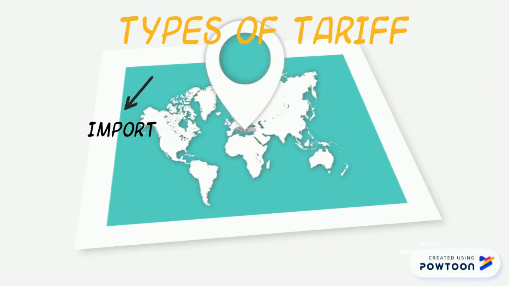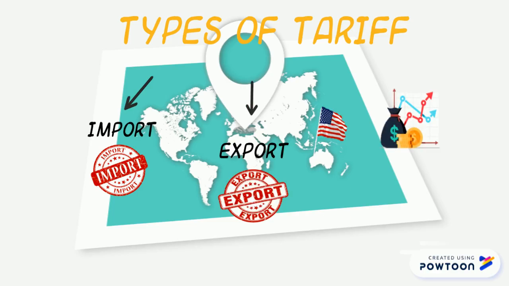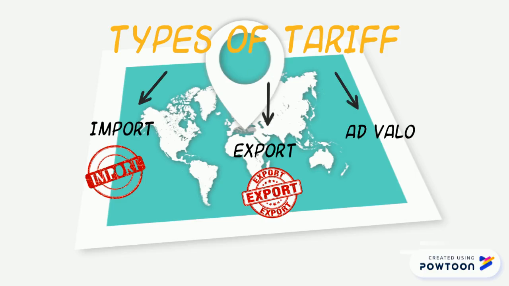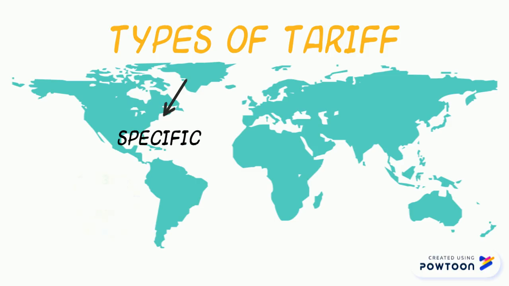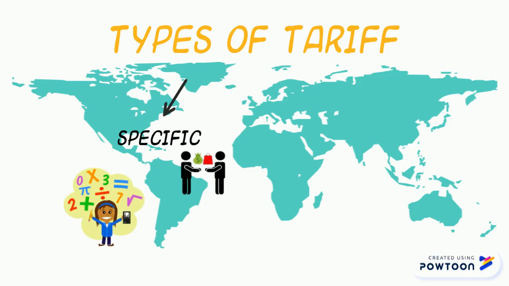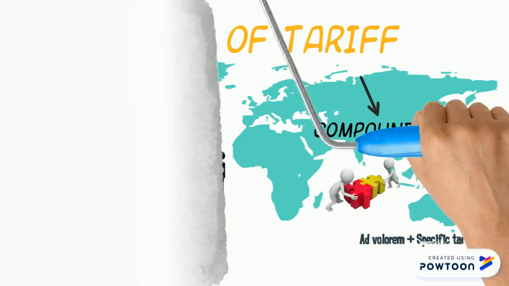Import tariff is a tax or duty that will be charged on imported commodities, while export tariff is a tax on export commodities that is usually practiced in developing countries to generate government revenue. Next, ad valorem, which is a fixed percentage on the value of the traded goods. Fourth, specific tariff, which is a fixed sum per physical unit of traded goods. And the last one is compound tariff, which is a combination of an ad valorem and specific tariff.